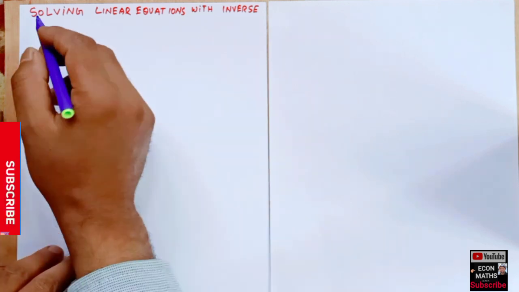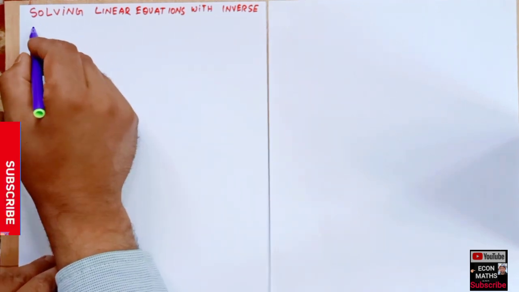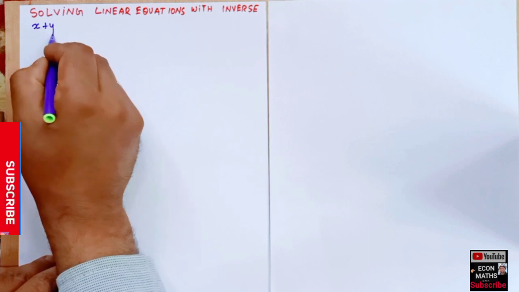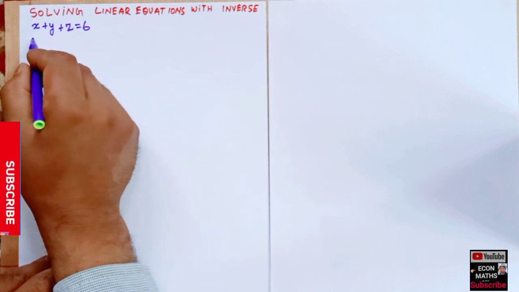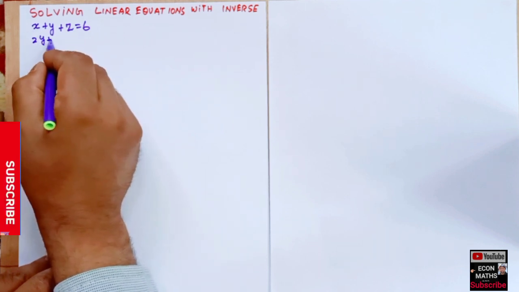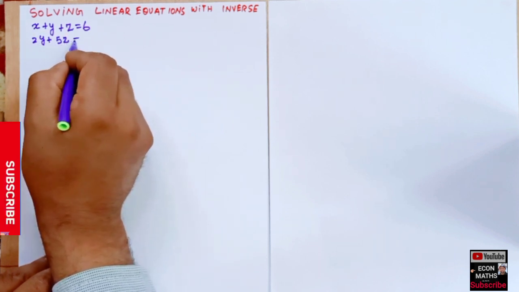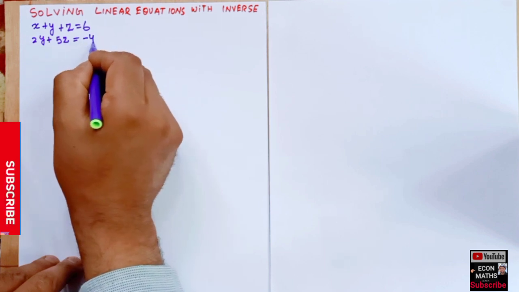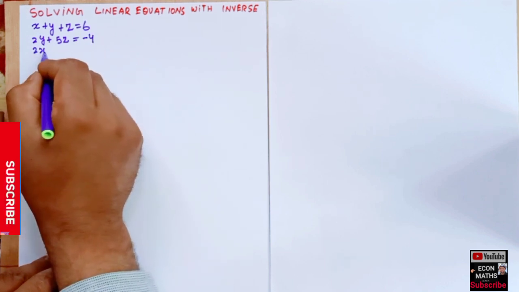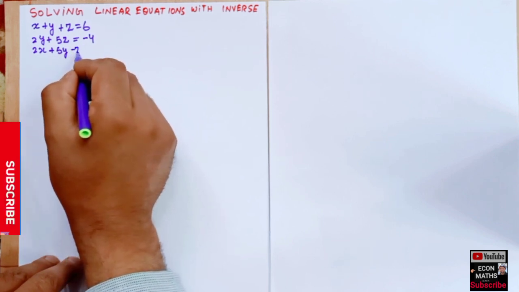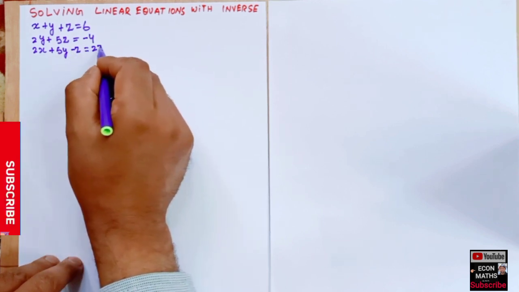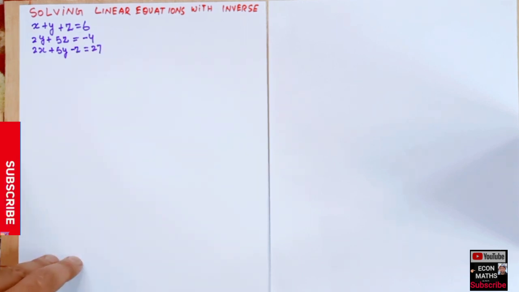Now if we are given a system of linear equations, let us say x plus y plus z is equal to 6. Similarly, 2y plus 5z is equal to -4, and 2x plus 5y minus z is equal to 27. If we are given a system of linear equations, we can solve these equations using matrix algebra.